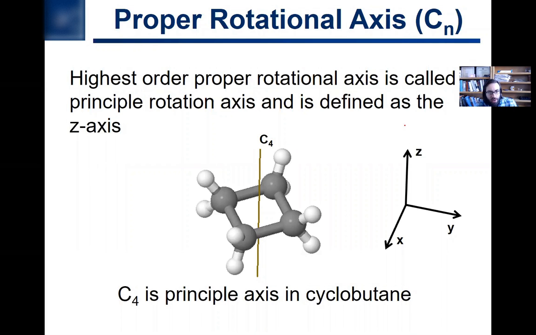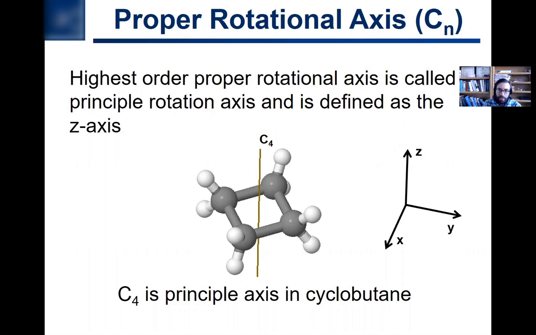So the highest order proper rotational axis is called the principal rotation axis. And we're always going to define this as the z-axis. It helps us have a common set of nomenclature for the future calculations that we're going to do. So what do I mean by highest order proper rotation? It means the one with the highest number n, the C with the highest number n.